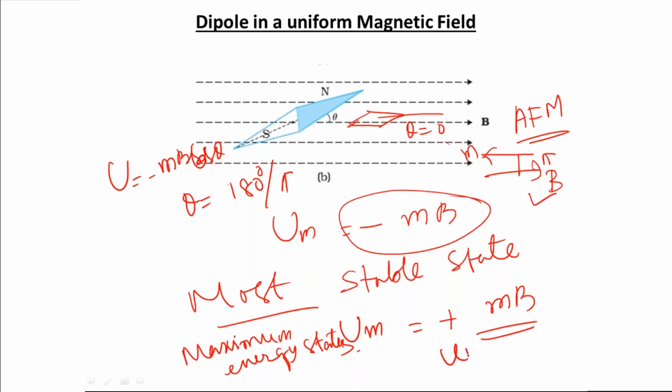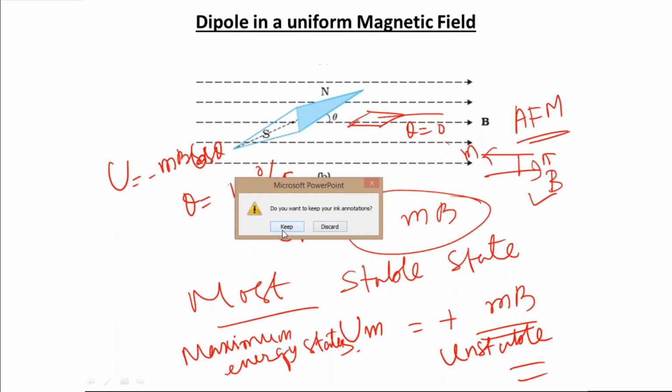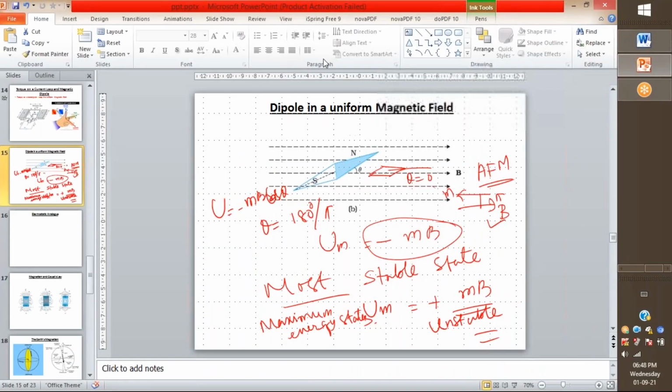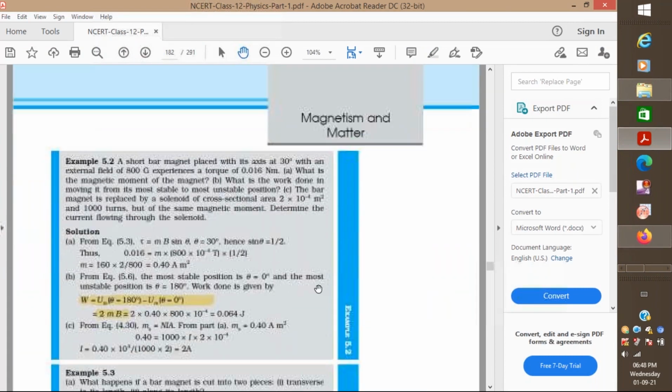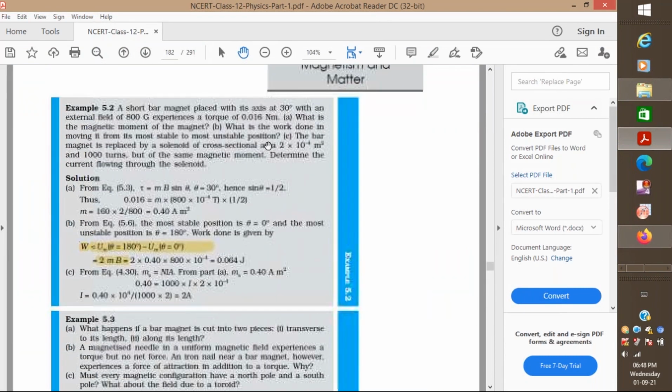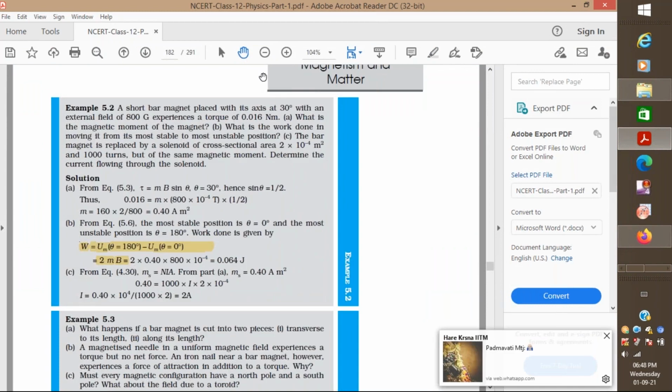So sometimes there will be a question: what is the work done you have to do to bring a magnetic dipole from the unstable state to the stable state in a uniform magnetic field? Look, there is a question in your book itself. I'll show you. If you just remember the expression, my potential energy is minus mB cos theta, then it will be very easy for you to calculate. See here the question is this one.